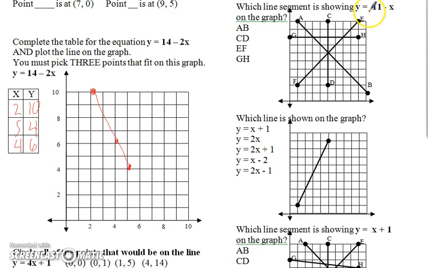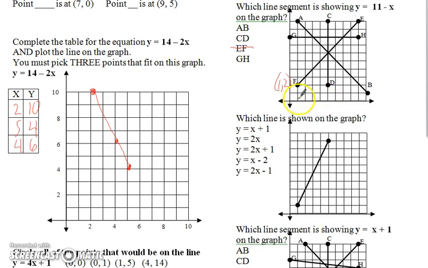Which line segment is showing y equals 11 minus x? Okay, so let's just pick some points and start out here. So I got this point is at (1, 2). So let's try (1, 2) to see if that fits. I put 11 minus 1. That would be 10, not 2. So it is not FE.